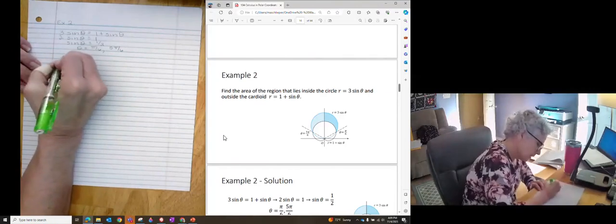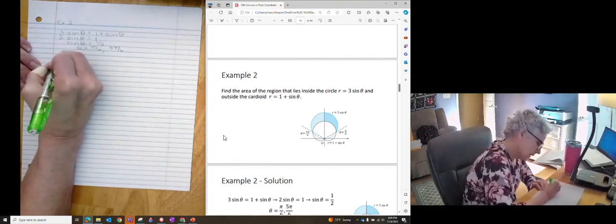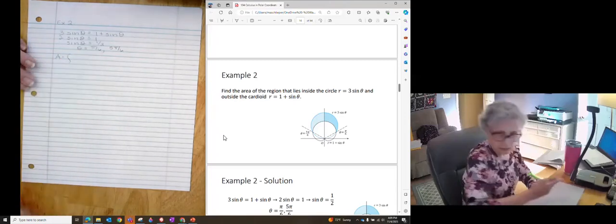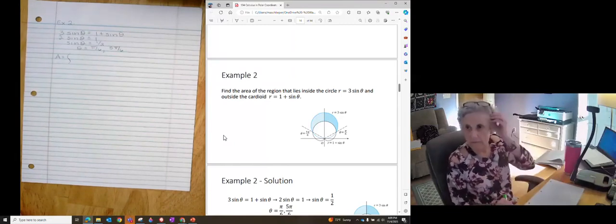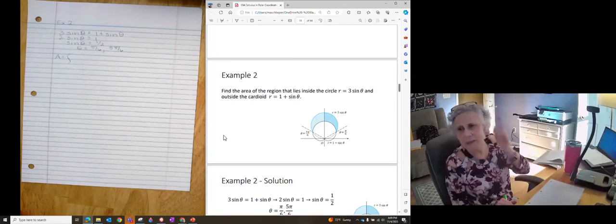So we need to find the area that's inside the circle and outside of the cardioid.